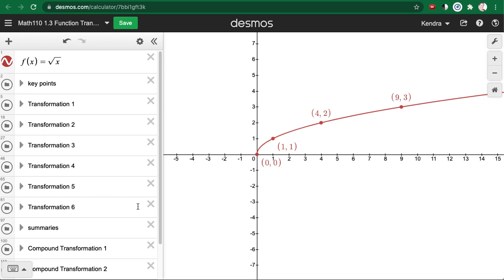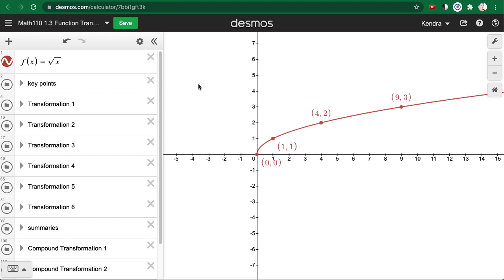So this (4, 2) basically means that if I put in an input value of 4, f of 4 is the square root of 4, which is 2. So the input of 4 gives you an output of 2. Input of 9 gives you an output of 3. That means f of 9 is the square root of 9. Square root of 9 is 3. So f of 9 is 3.